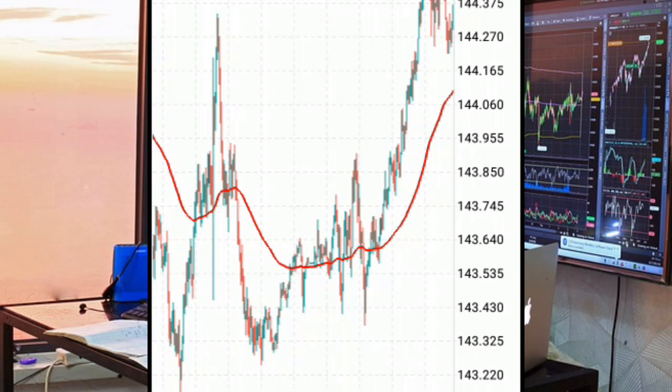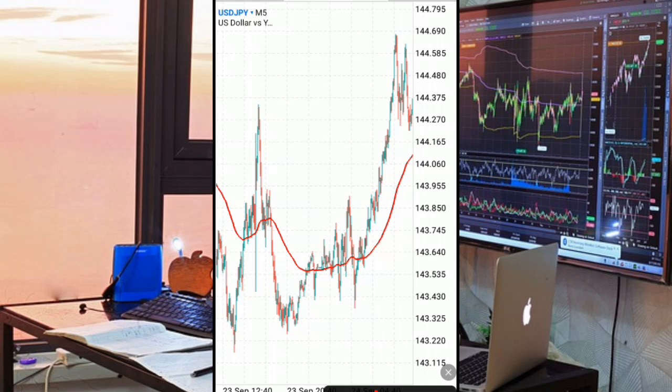You see this region over here. This is what we call the ranging price. So price is neither going too high or too low. So price is just ranging. So on this one, we don't enter any trade.